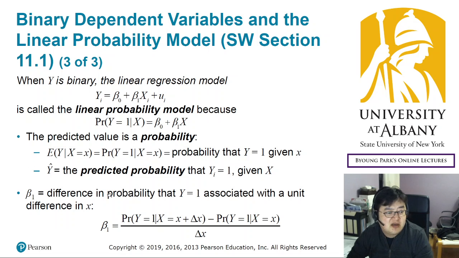Then, as I said, I already explained everything. So your predicted value is the predicted probability. It's not that it is the best; that is how we interpret the prediction, the result. And beta 1 is exactly how much the probability increases when x increases by 1 unit. That is how we interpret a binary regression model, a model with a binary dependent variable.